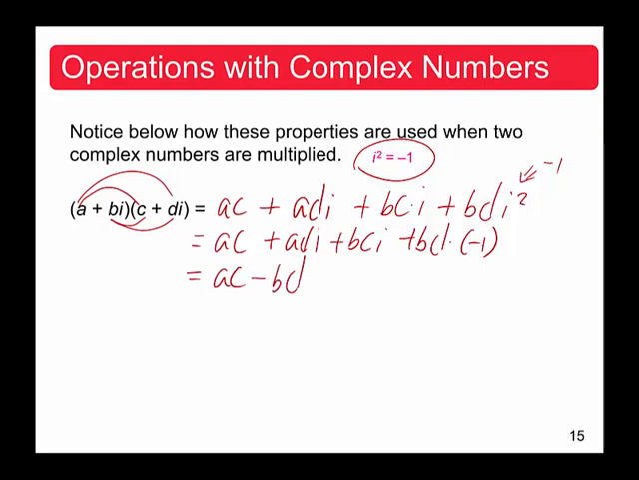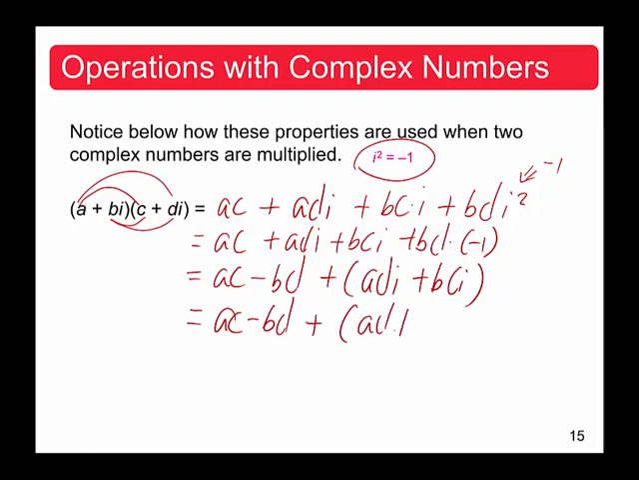That's a real part. It goes together. And then the complex part goes together: adi plus bci. And now factor out the i. So (ad plus bc), put i outside. All right, so we got it. So this is a simplified version of what you get when you multiply two complex numbers.